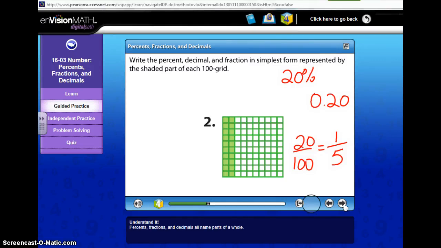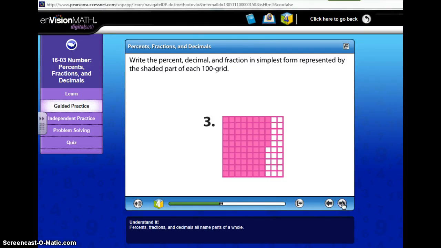This is what we're doing today. Easy enough? Let's try this one. Percent, decimal, and fraction. This is 75. 75 over 100. Okay, sounds good.